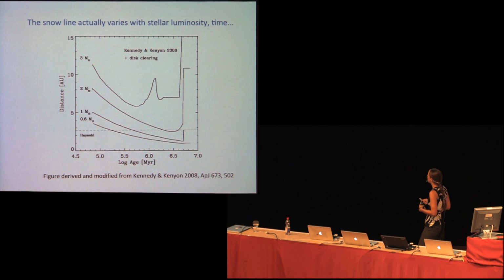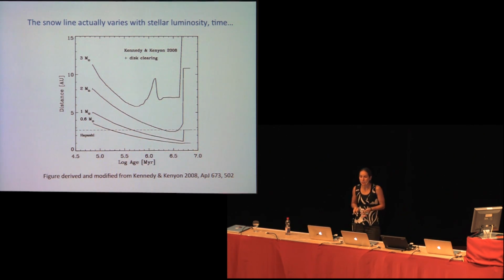This shows some possible models for the evolution of a snow line. First of all, it matters what your star is like, because that provides the heating. But even for an individual star, because its luminosity evolves with time, that snow line evolves with time. And you can imagine other things. It would depend, for example, on how the heating is distributed in the disk. So there's a lot of unknowns.